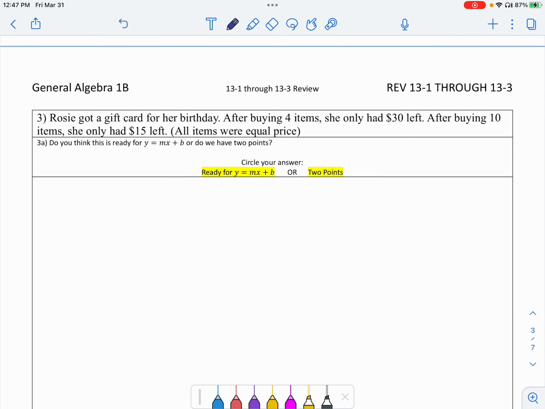Rosie got a gift card for her birthday. After buying 4 items, she only had $30 left. After buying 10 items, she only had $15 left. All the items were equal price. Well, unfortunately, I was given 4 pieces of information, which is too much for y equals mx plus b. So I must have 2 points.